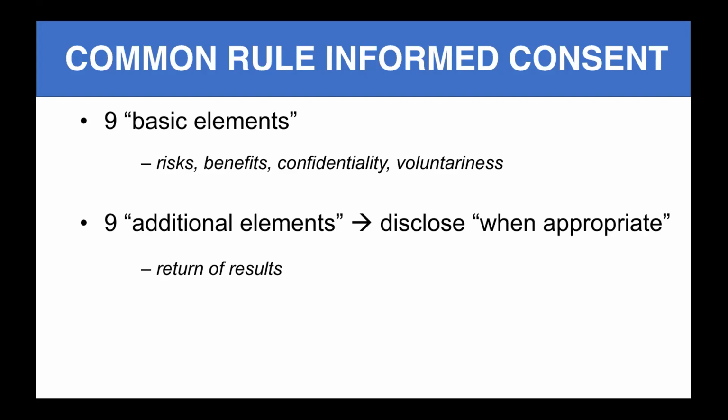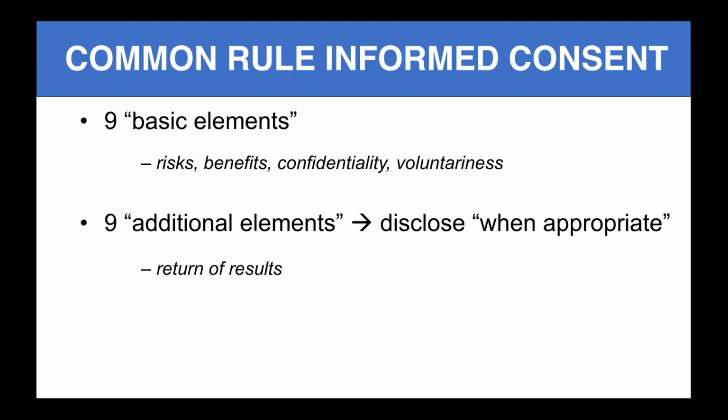And there are another nine what are called additional elements that have to be disclosed, quote unquote, when appropriate. And these include, for example, a statement that participants will be provided findings that are developed during the research that might impact their willingness to continue participating.